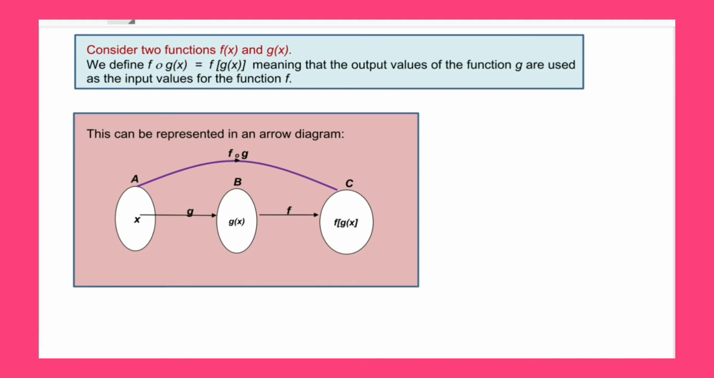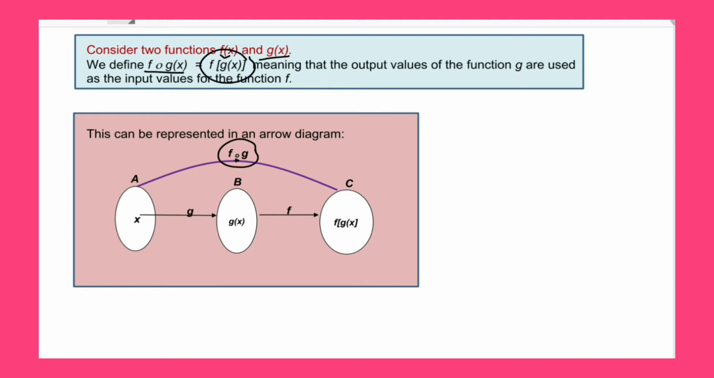Let's say we have two functions. The first one is f(x) and the second one is g(x). We compose f compose g of x, or we may write this as f(g(x)), meaning that the output values of the function g are used as the input values for the function f. The above statement can be represented in an arrow diagram.